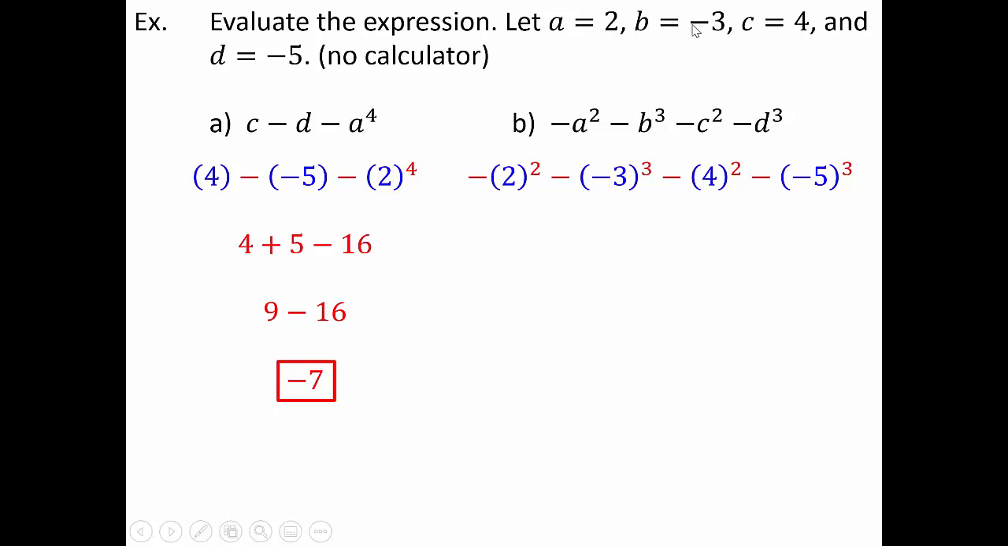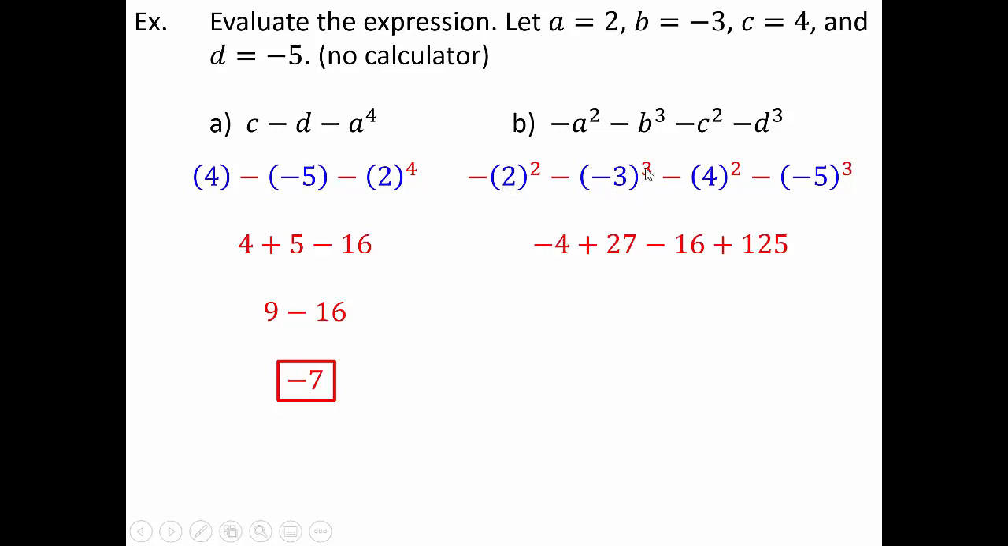B is indeed negative 3. I'm going to cube the negative 3, but the negative that was on the outside has nothing to do with the negative 3. So as I go to simplify this, I'm going to evaluate all of the exponents. 2 is being squared, that's going to make that a 4, but I'm only squaring the 2. So the negative is still going to be there when I'm done squaring.